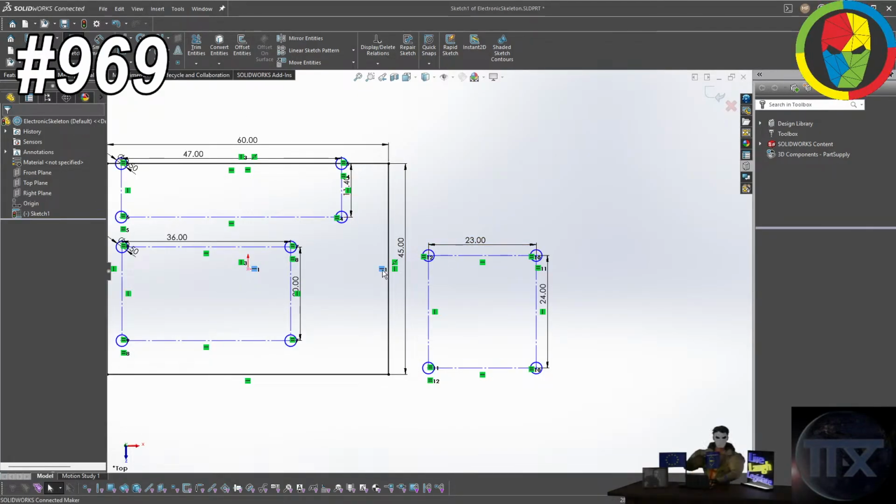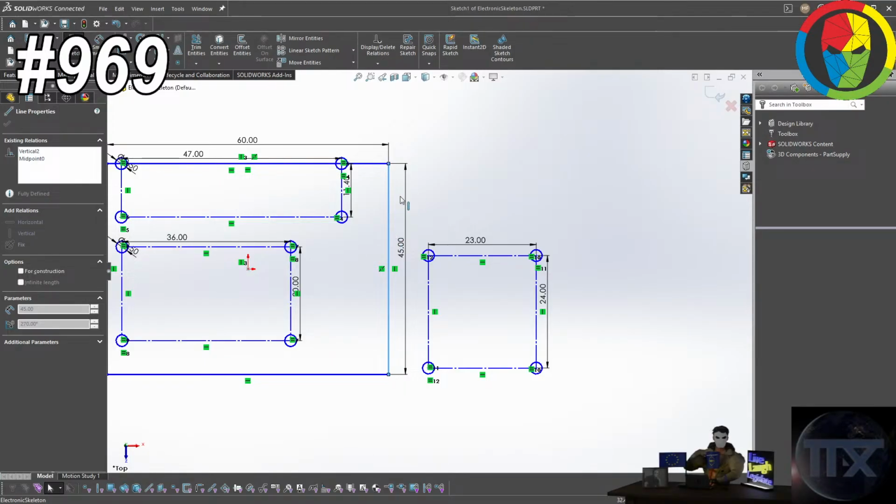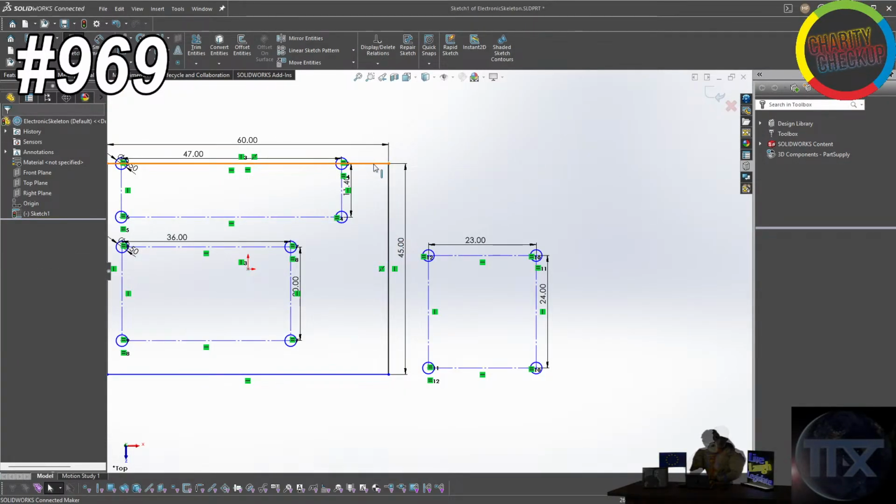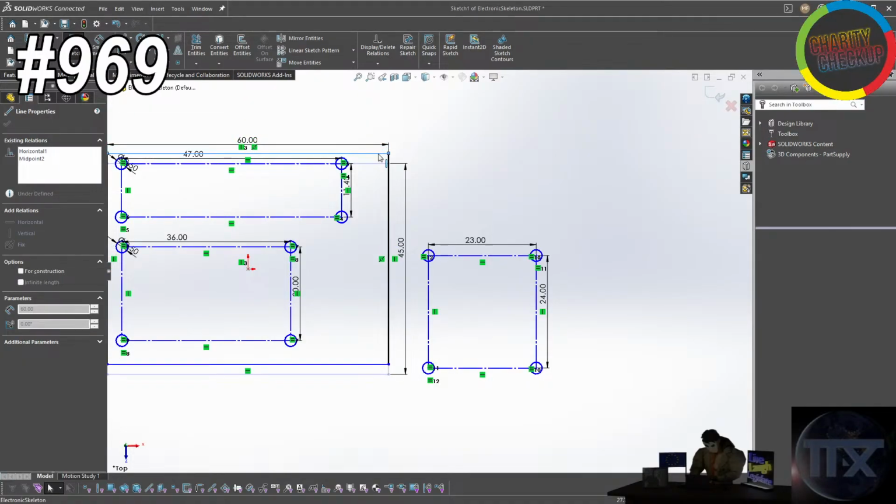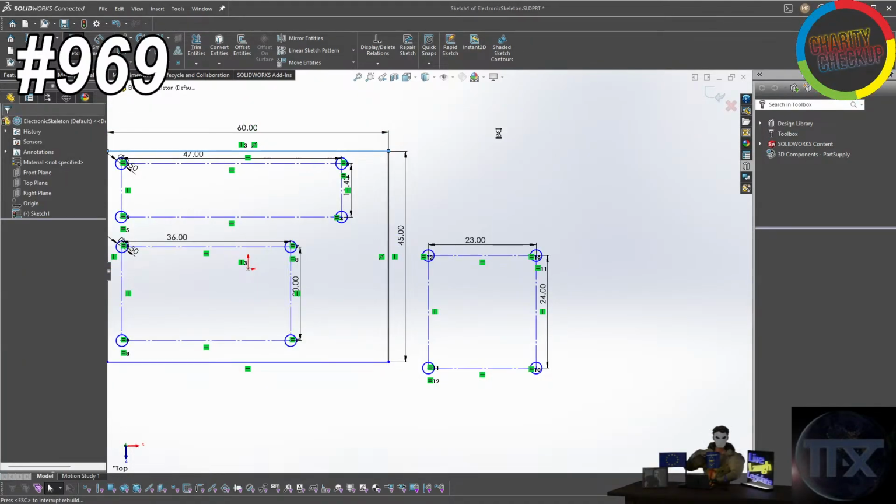Okay, in this case we can delete the midpoint. It's not really necessary. We can just move it. Oh my goodness, why is this so slow? There. Stay here.